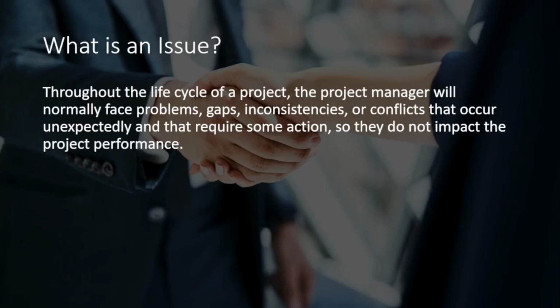What is an issue? Throughout the life cycle of a project, the project manager will normally face problems, gaps, inconsistencies, or conflicts that occur unexpectedly, and that requires some action so they do not impact project performance. This is how you need to see an issue. It is a problem, it is an inconsistency, it is something that appears unexpectedly, but the key thing about an issue is it is happening now.